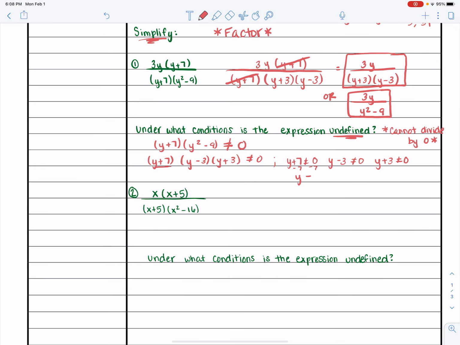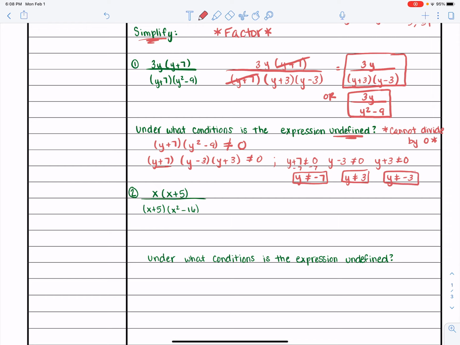So I would have that y cannot equal negative 7. So I would say that the domain is undefined where y would be equal to negative 7. I have to say that y cannot be equal to 3 and that y cannot be equal to negative 3. So if we solved all those for 0, those are the answers we would get.